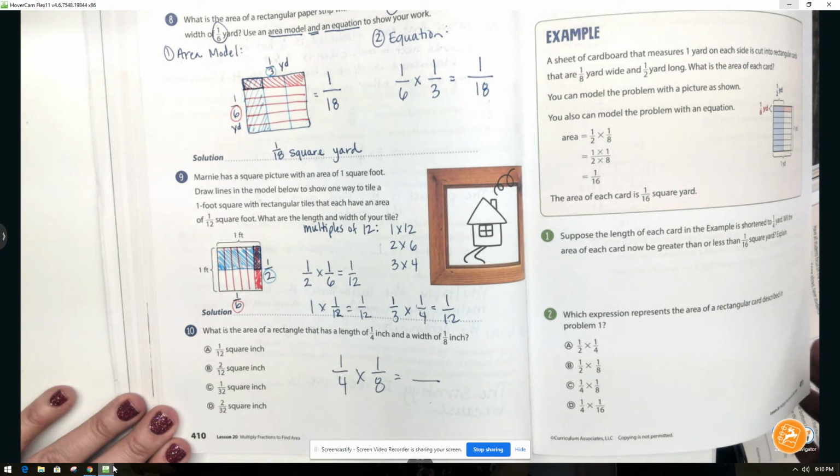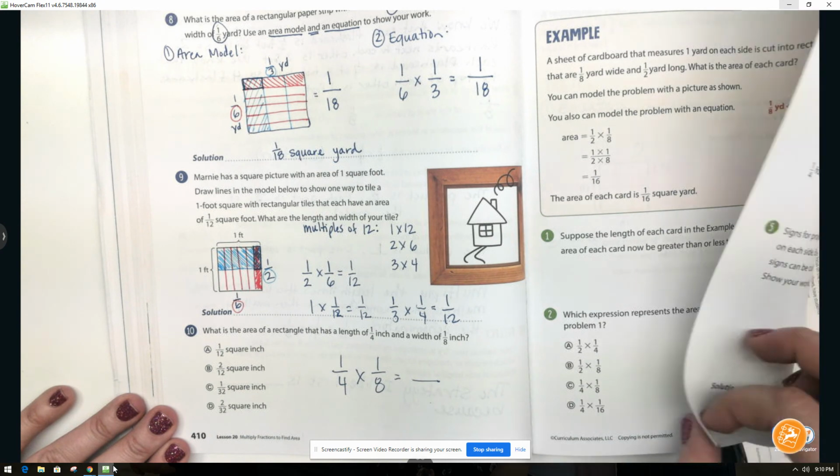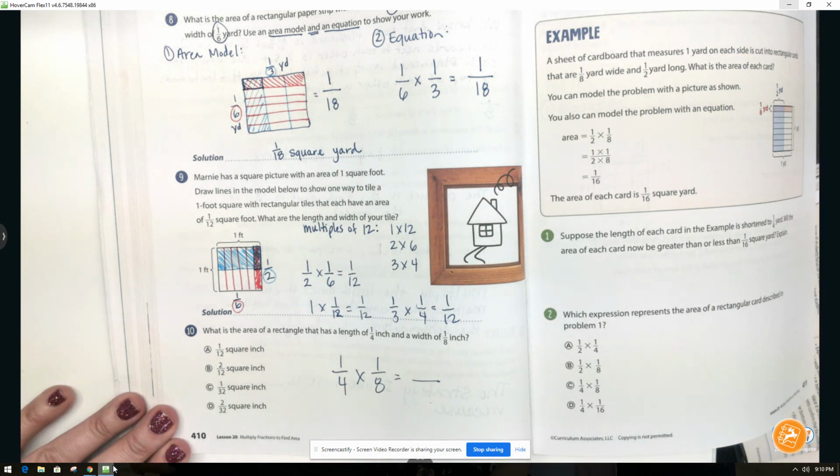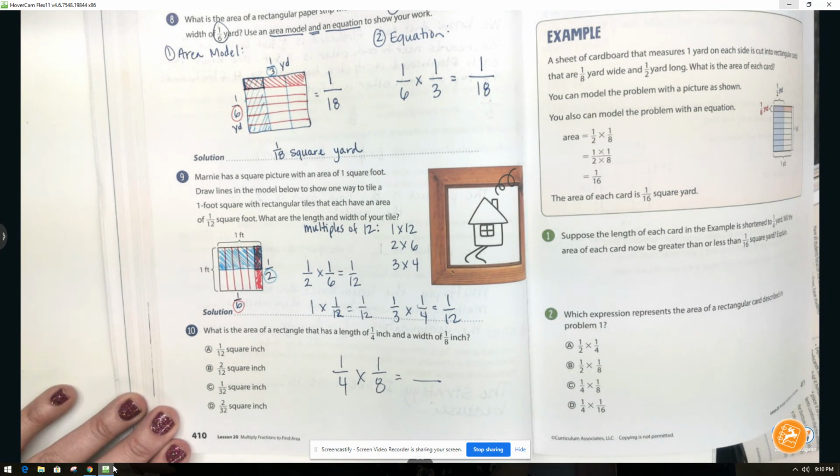When you're done, go on to page 411 and 412 on your own. As always, if you have any questions, just email your teacher.